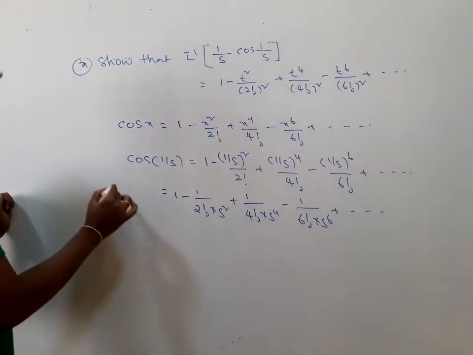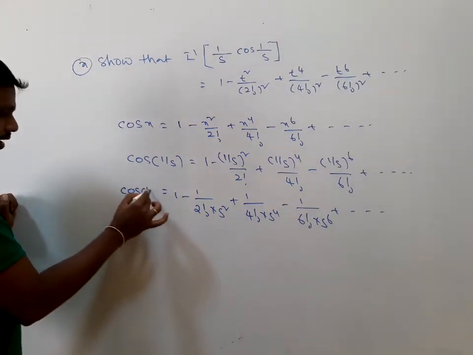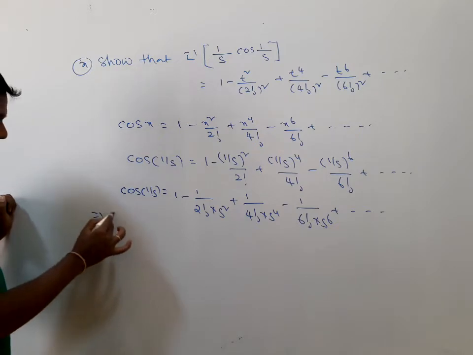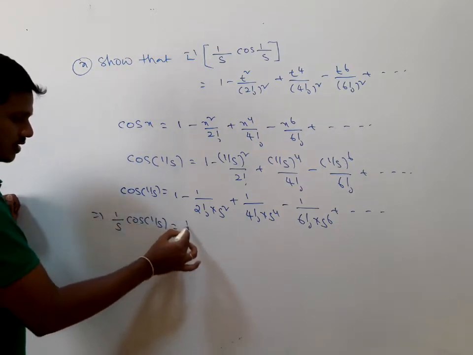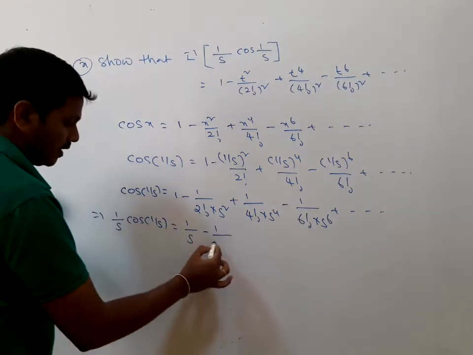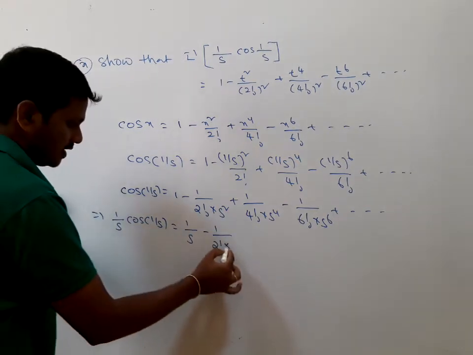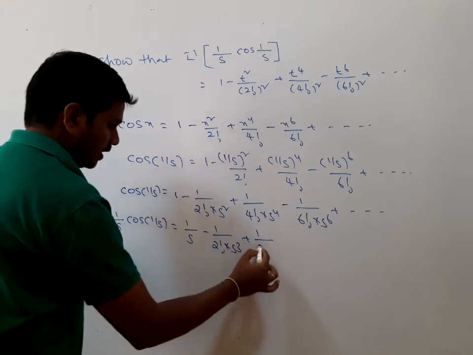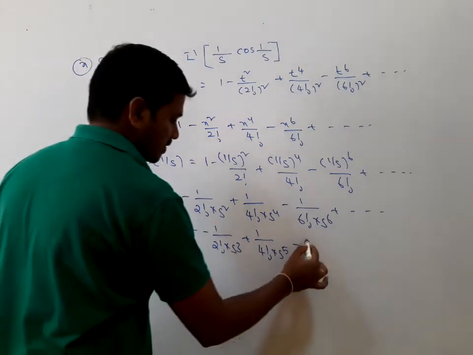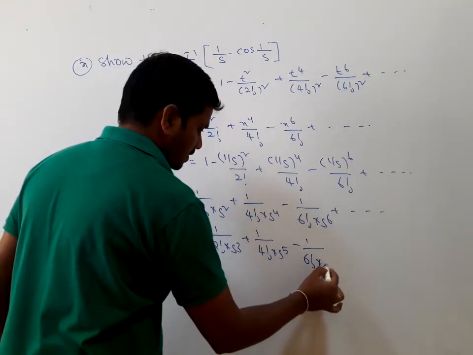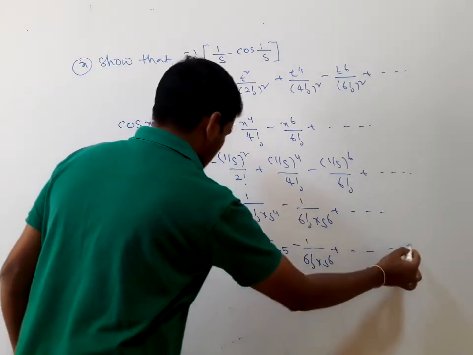But this is about the cos of 1 by s. Next I am going to take 1 by s into cos 1 by s. So which is 1 by s minus 1 by 2 factorial into s cube plus 1 by 4 factorial into s to the power of 5 minus 1 by 6 factorial into s to the power of 7 plus so on.